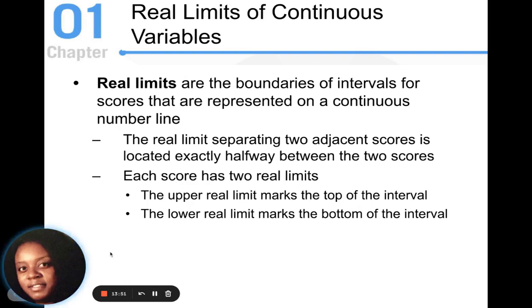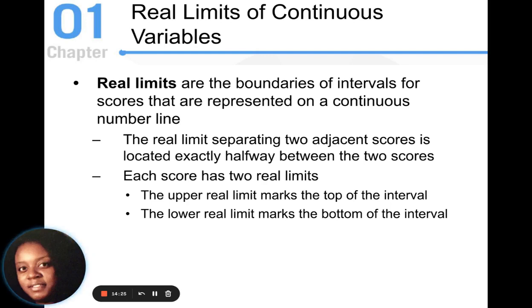Real limits of continuous variables are going to be the boundaries of intervals for scores that are represented on a continuous number line. The real limit could be separating two adjacent scores, and they could be located exactly halfway between the two scores. Each score can have two real limits. The upper real limit can mark the very top of an interval of scores, and the lower real limit can mark the very bottom of an interval of scores.